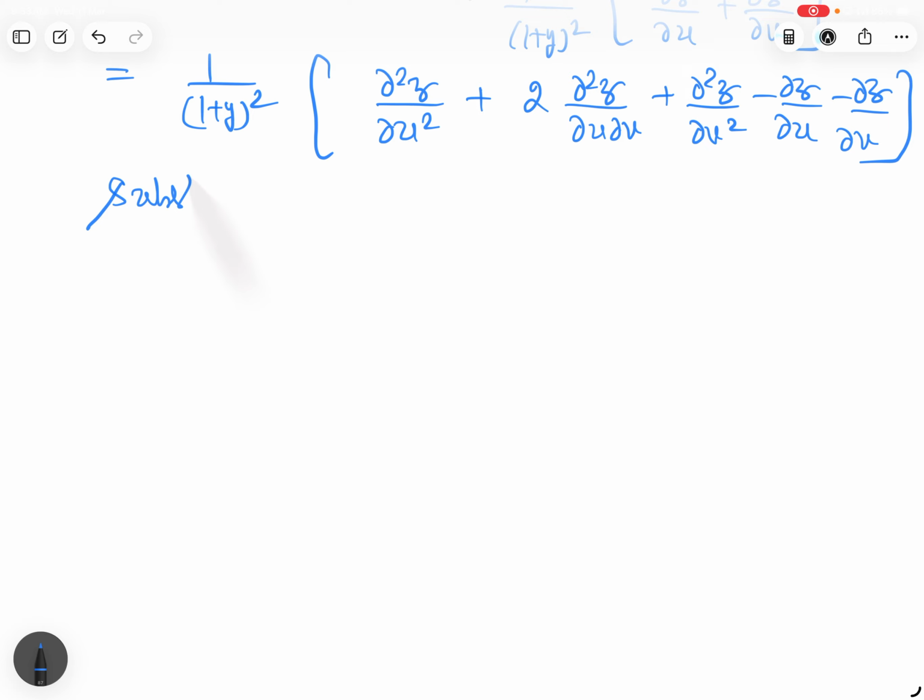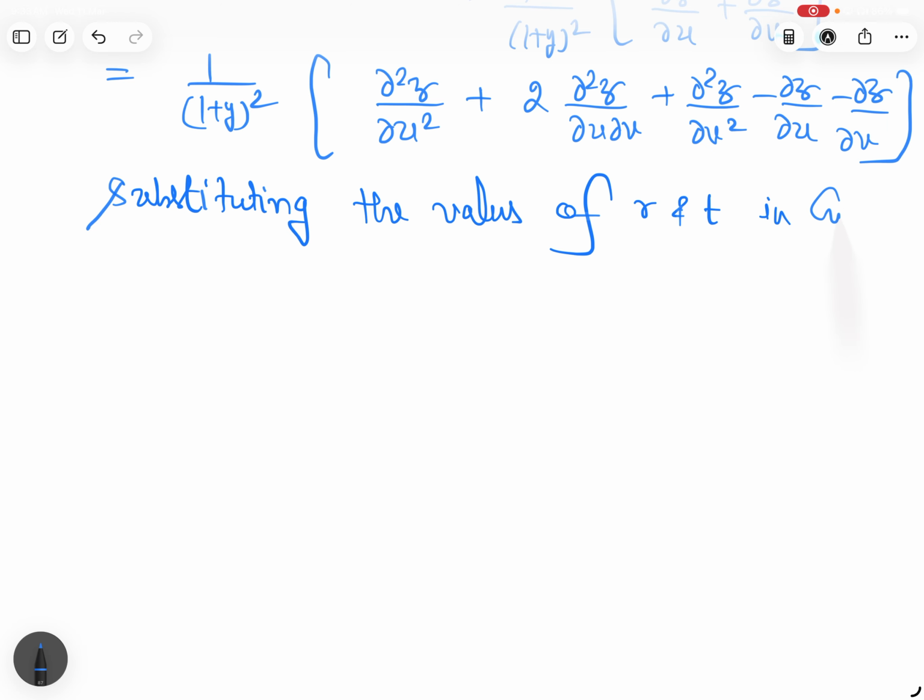Substituting the values of r and t in the given PD. What was the given PD? r minus 1 plus s y square into t.